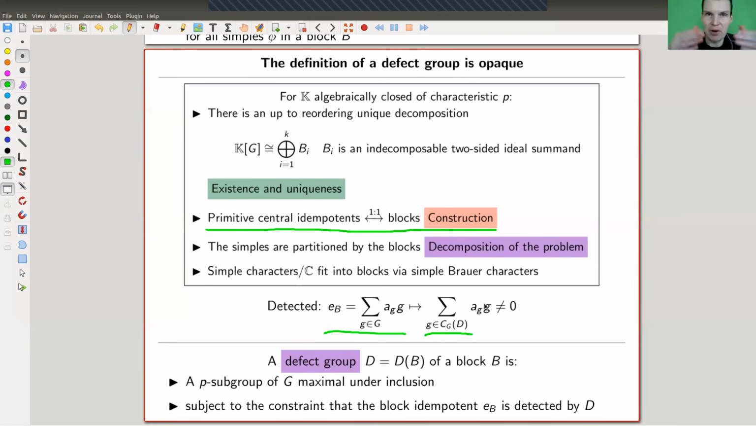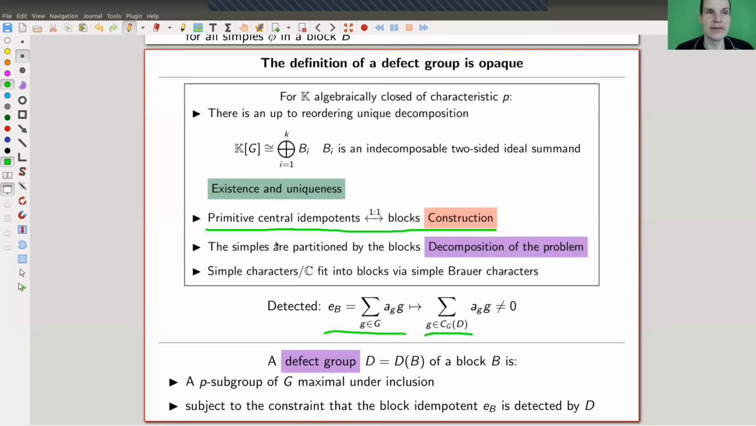So you have an idempotent, and there might be some coefficients showing up, but they might not exist in your subgroup. So in this case, the expression would be 0. Or they might exist, in which case the expression is not 0. If it's not 0, it's detected. And the defect group is kind of the biggest subgroup that still detects your idempotent corresponding to the block. So it basically is the biggest subgroup where the expression of your idempotent that picks out the block is still valid. That's the definition of the defect group.